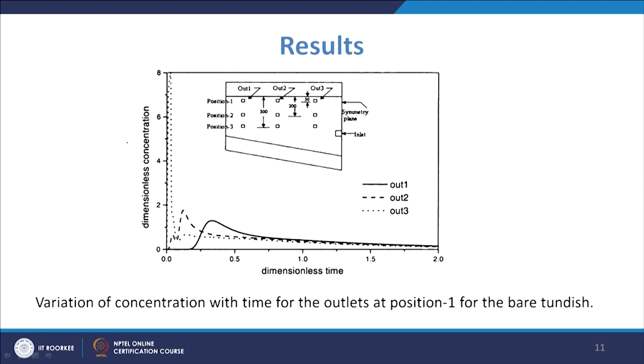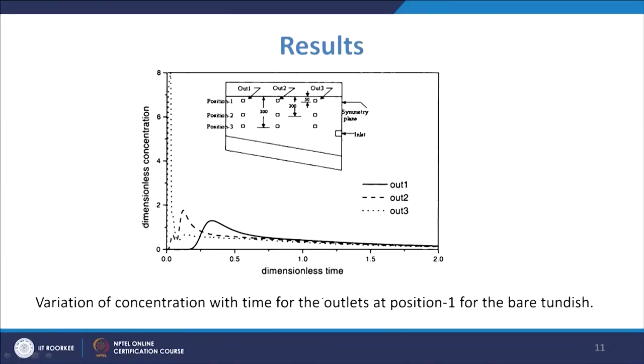Now, once you do the transient analysis, you have the tracer concentration going through the inlet for some time, and then you stop it after some time. In that case you get the concentration variation with time at position 1. Position 1, as you see, is near to the inlet, near this wall on this side. This is the so-called C curve, the concentration with time.